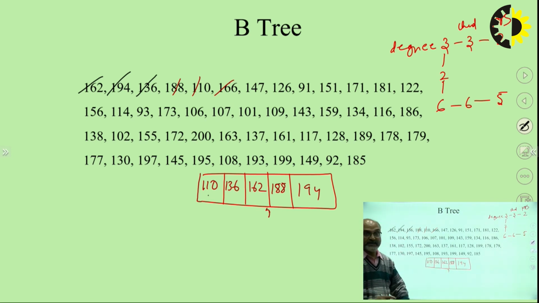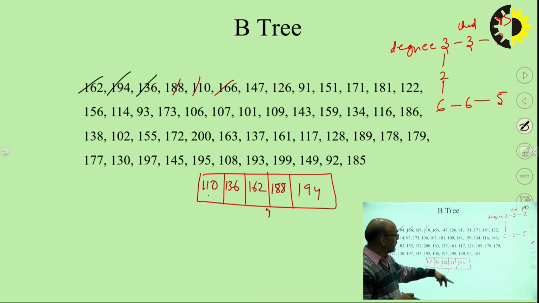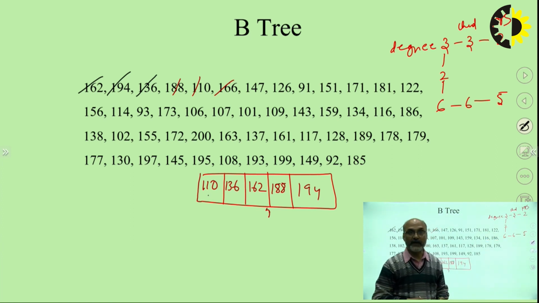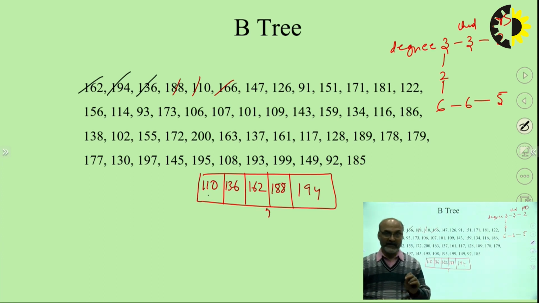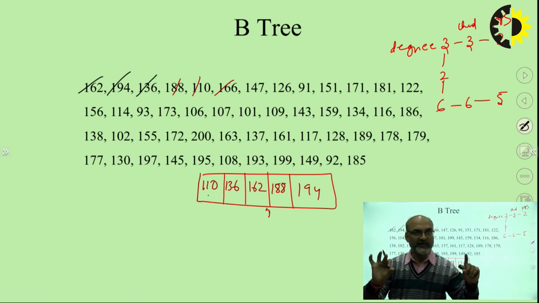But there is no space, because for the given problem the maximum number of keys is 5. The degree is 3, the maximum number of children are 6, then the maximum number of keys are 5. Means the node is full. That's why I have suggested you to make a node with full occupancy. It will reduce the error.